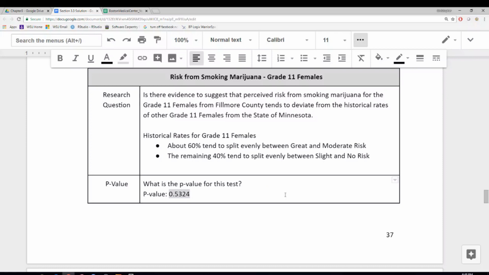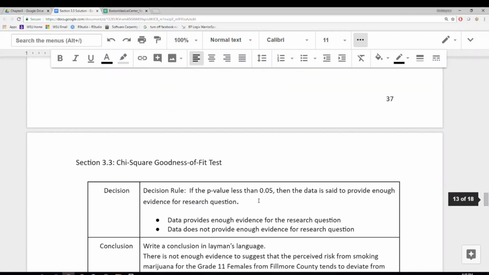Is 0.5324 less than 0.05? No, it's not. So I do not have enough evidence for the research question here. Let's go ahead and highlight that for you. Do not have enough evidence for the research question.